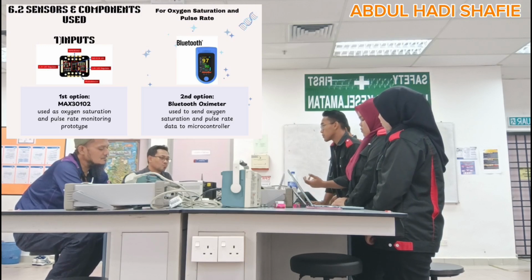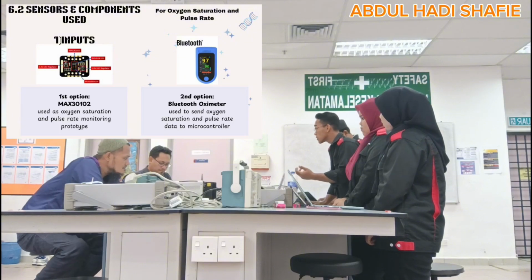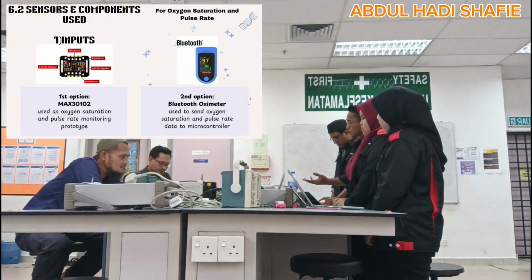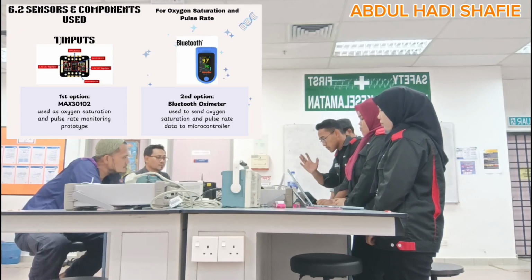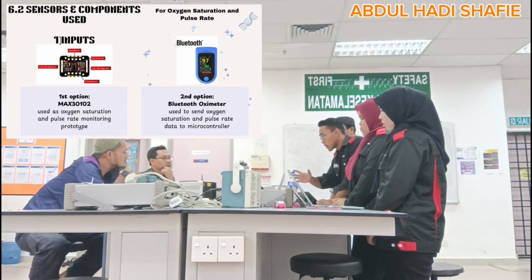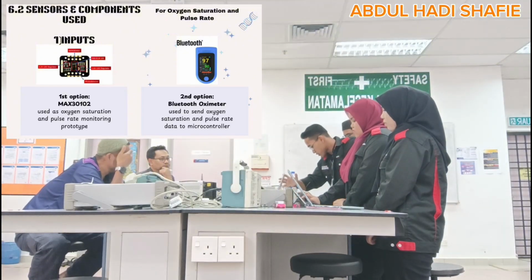So if oxygenated blood has been through with the light emitted, it will turn blue. But if not, deoxygenated blood will not turn blue. This is the first option. We have a different option in order to integrate into this project.